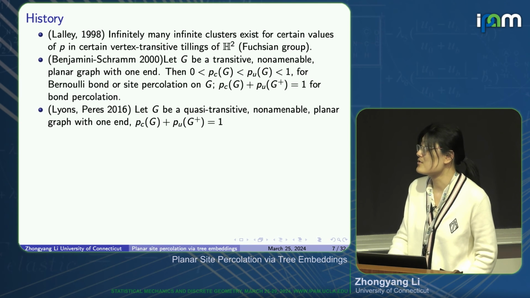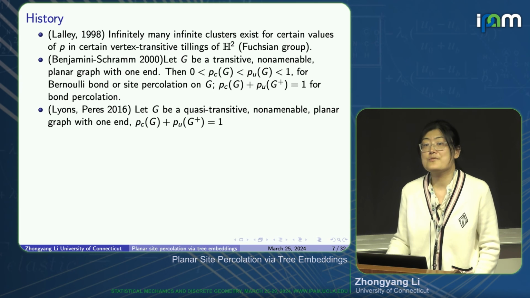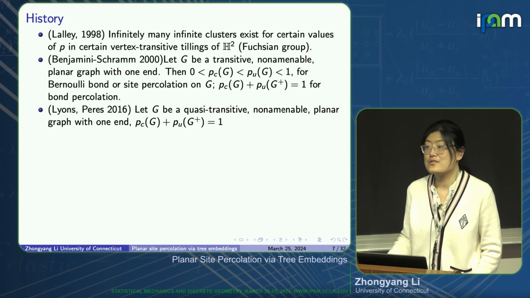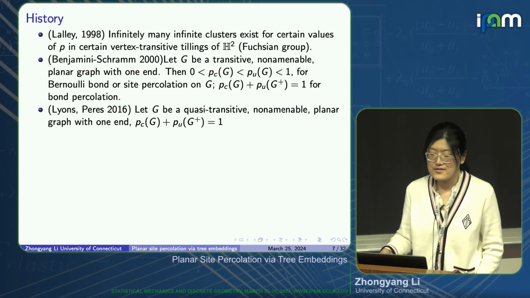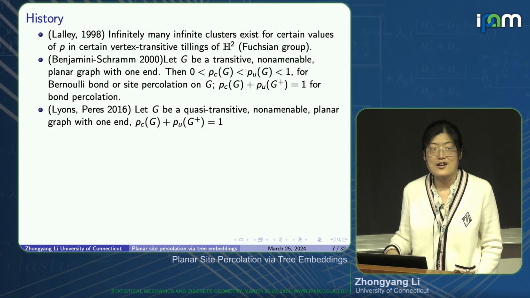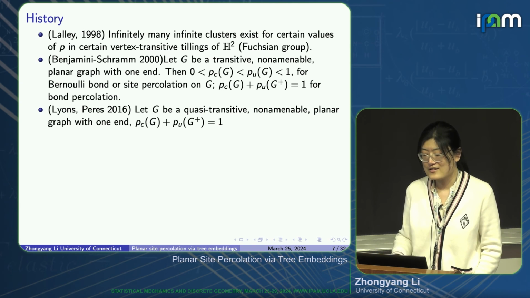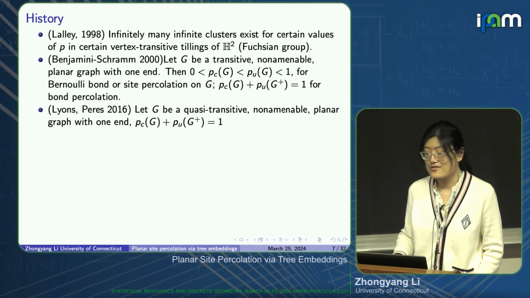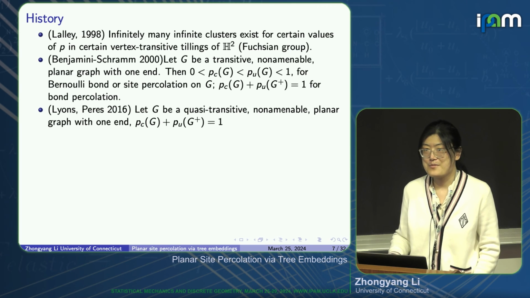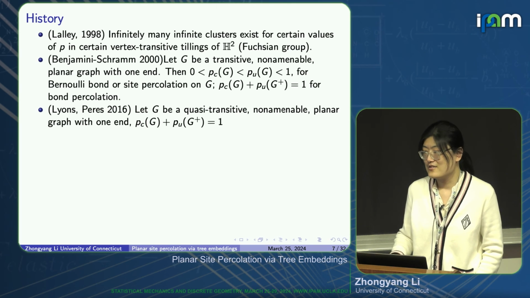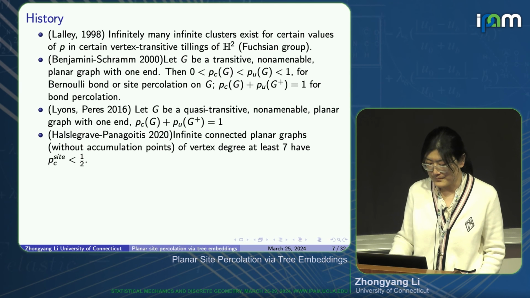So, the difference between transitive and quasi-transitive. Transitive means that there's only one type of vertices. Quasi-transitive means that there are only finitely many different types of vertices. If there's only one type of vertices, that means any two vertices can be mapped to each other by a graph automorphism. Quasi-transitive means that we can find a finite set of vertices such that any vertex can be mapped to one of those finitely many vertices by a graph automorphism.